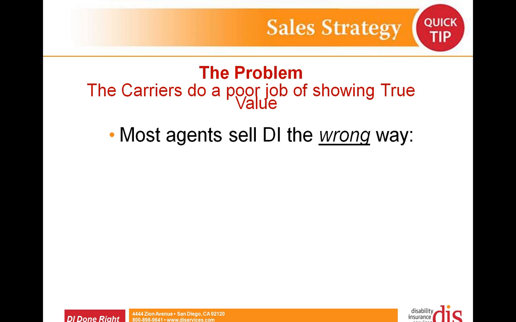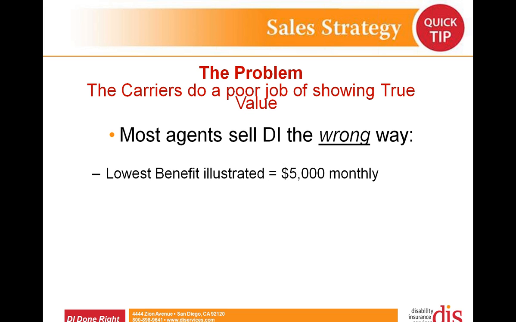Well, that's where the problem pops up. See, we are all insurance professionals, and being an insurance professional, we meet face-to-face with these clients. And I think that when we get the quote from a disability carrier, that's where the true problem comes into effect. It's because the insurance carrier and the software in the quote do a very poor job of showing the true value of the contract. So when I say most agents sell DI the wrong way, this is what I mean.